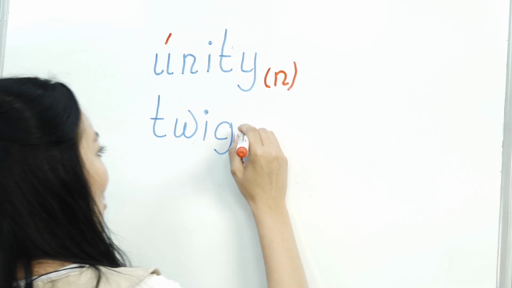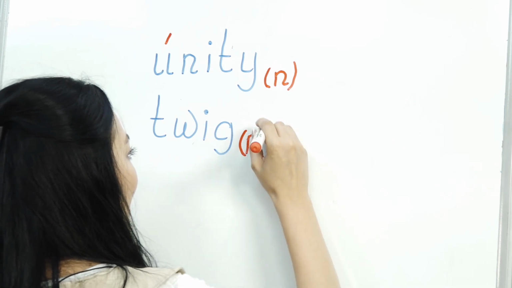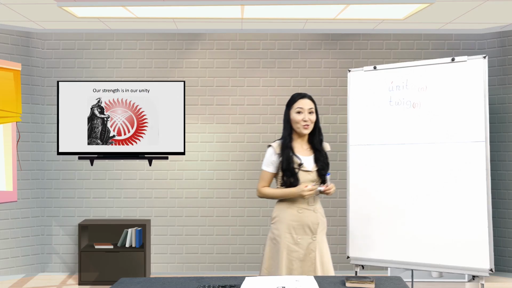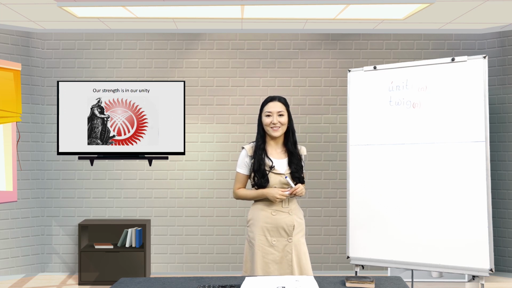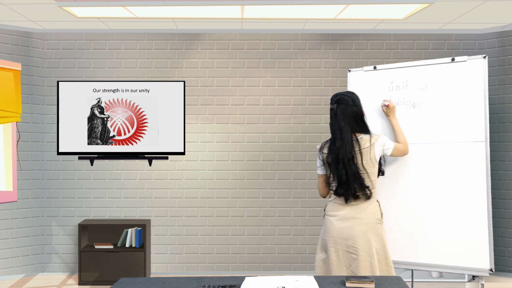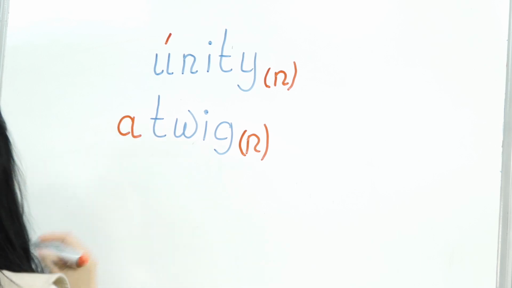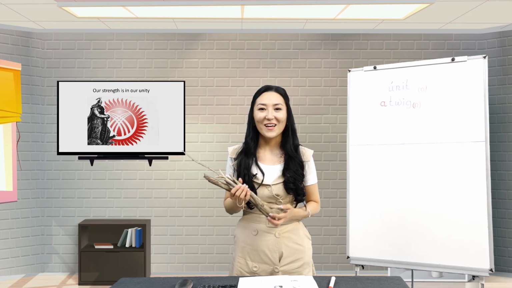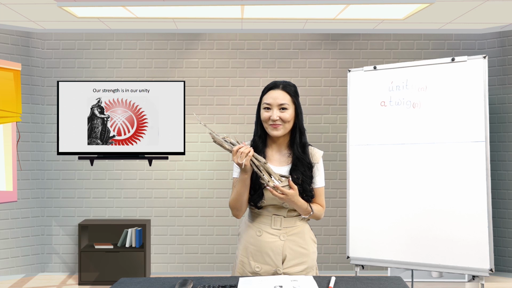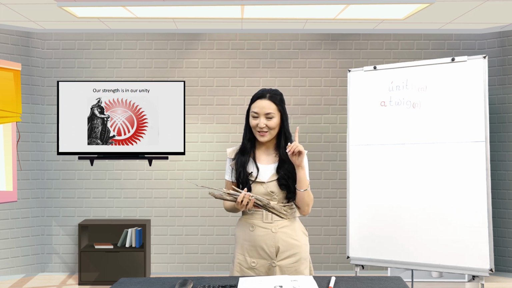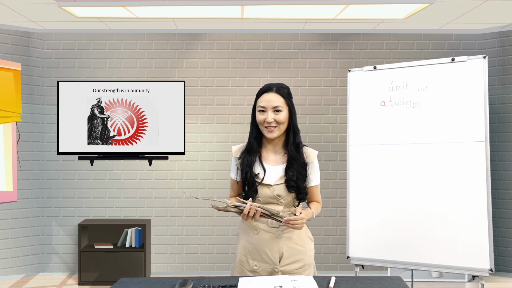Which part of speech is it? Right, noun. Is it countable or uncountable? It's countable. A twig. Okay, what's this? Is it one twig? No, a bunch of twigs.